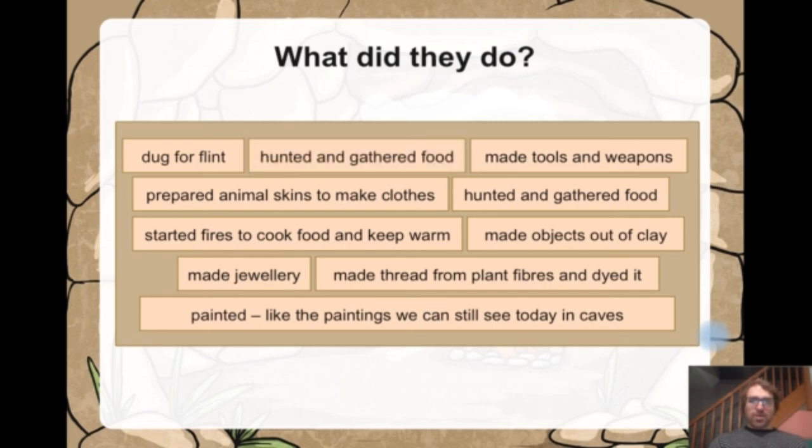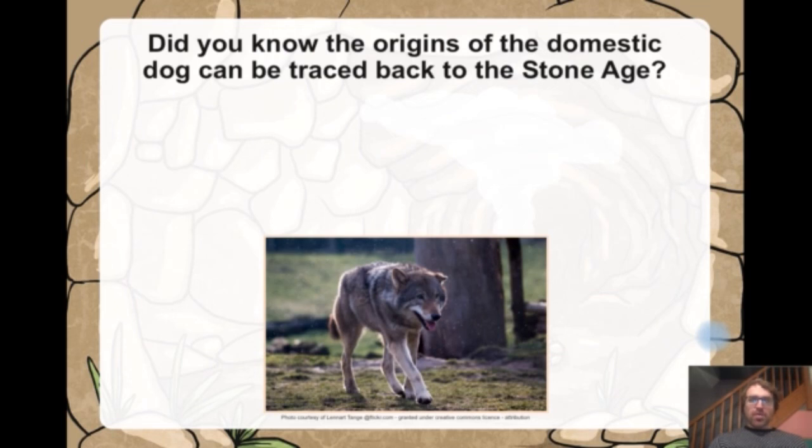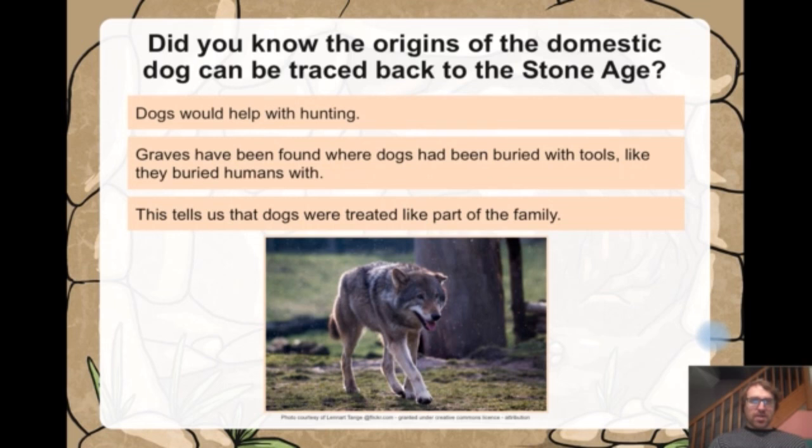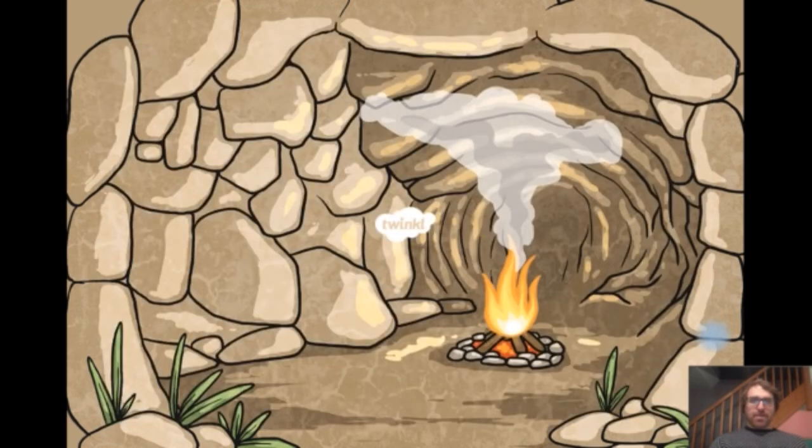Did you know the origins of the domestic dog can be traced back to the Stone Age? Dogs would help the hunting. Graves have been found where dogs had been buried with tools like they buried humans with. This tells us that dogs were treated like part of the family. And that's all the information I'm going to give you about the Stone Age.